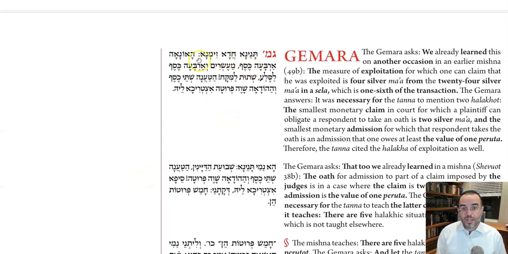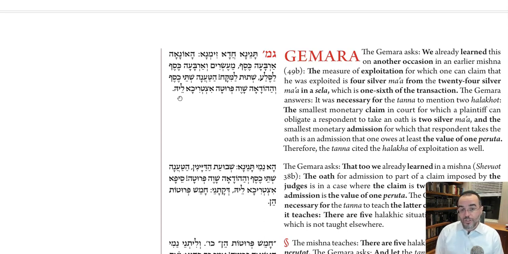Gemara asks, Tanena hada zimna, honar ba kesef, mesim var ba kesef, lasela shetut la mikach. Hatana shetechesef, hoda shav peruta yisterichale. Didn't we, the first phrase of this Mishnah, we already learned in the previous Mishnah, where it says, Ona'a is 4 out of 24, that's 1/6. So why is this Mishnah repeating it?